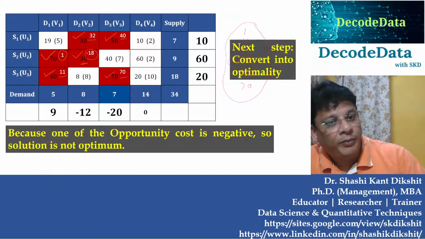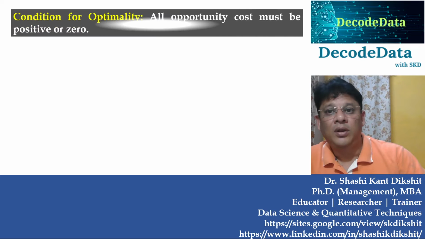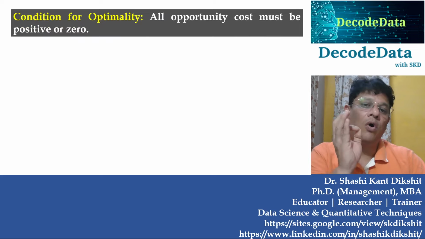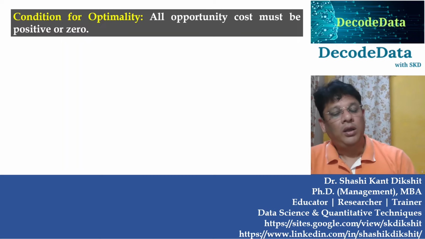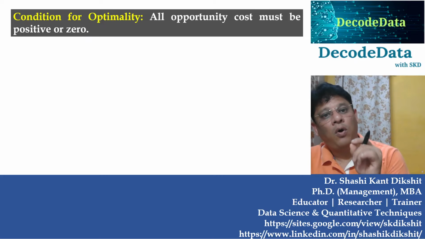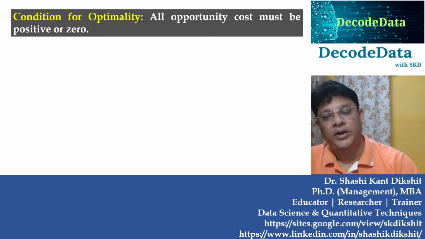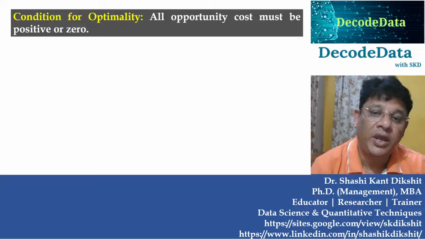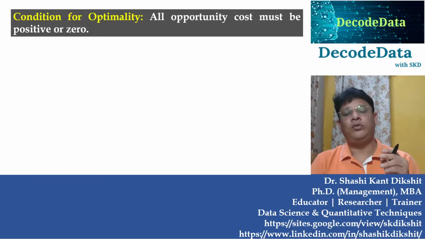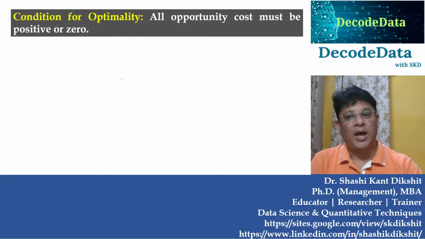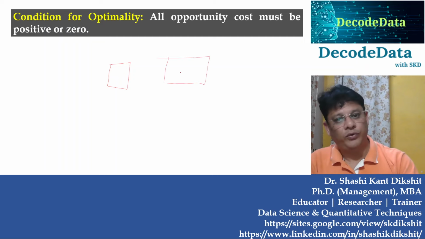Because the solution is not optimum, we now have to convert it to optimum. So let's talk about the optimality condition. The condition for optimality is that all opportunity costs must be positive or 0. In case of minimization, if all the opportunity costs are positive or 0, you have the optimum condition. Because here we do not have it, we have to draw a path like this.